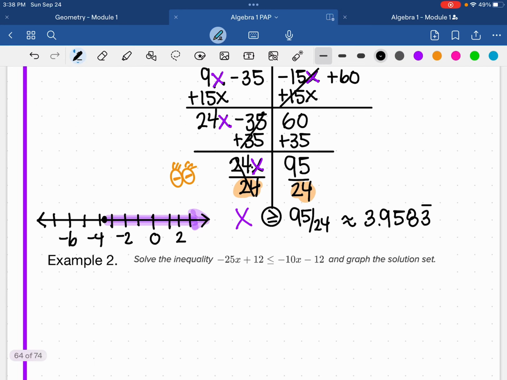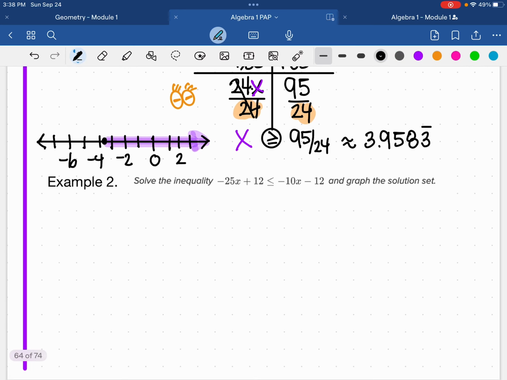All right, let's go ahead and take a look at example 2. Once again, we're going to solve the inequality and graph our solution set. So let's go ahead and start the same way. Consistency is key here.